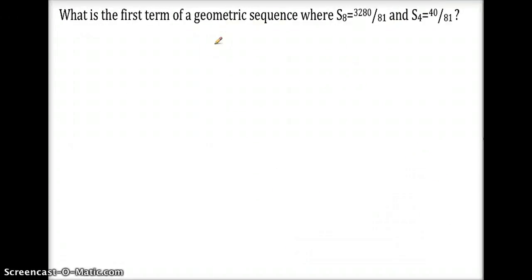Okay, next problem says, what is the first term of a geometric sequence where S sub 8 equals 3,280 over 81 and S sub 4 equals 40 over 81? So here we have two, it's sort of like when you want to find the equation of a line and you have 2 points. So we have 2 points, and we want to try to find the formula. So we're going to use the formula here, Sn equals a1 times 1 minus r to the power of n over 1 minus r. And what we're going to do is plug S sub 8 into this formula right here, and plug S sub 4 into the formula right here, and then solve for the two leftover variables, which are going to be a sub 1 and r.